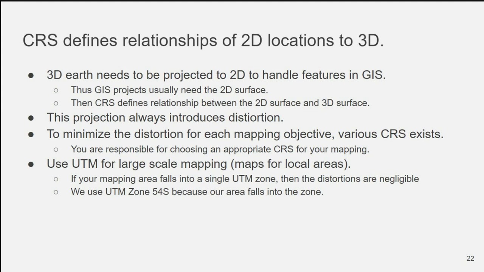To minimize the distortion for each mapping object, various CRS have been defined. So you should choose an appropriate CRS for your mapping. We recommend Universal Transverse Mercator for large-scale mapping because it often minimizes the distortion within a single UTM zone. Since our project focuses on West PNG, we will use UTM Zone 54S, but make sure to check the zone for your area.